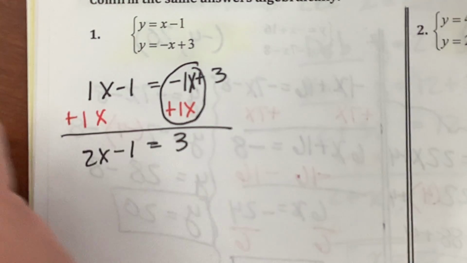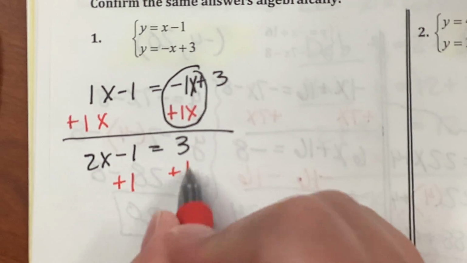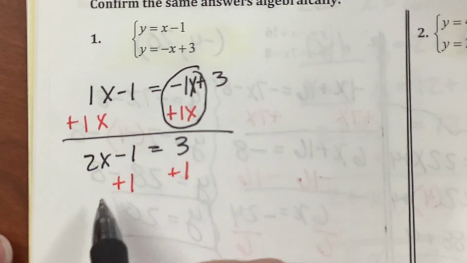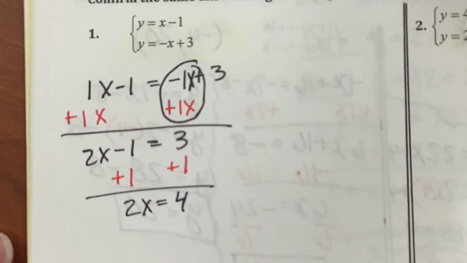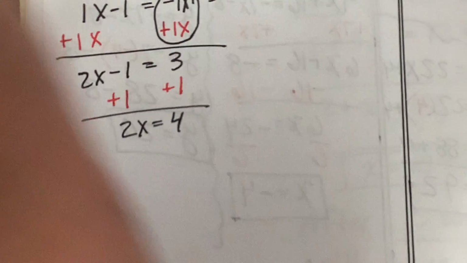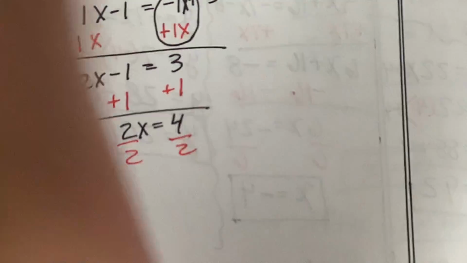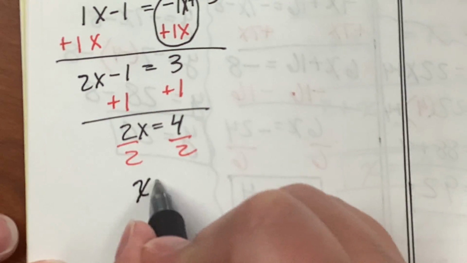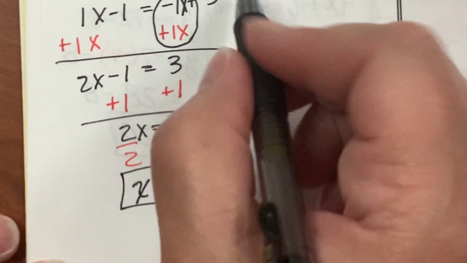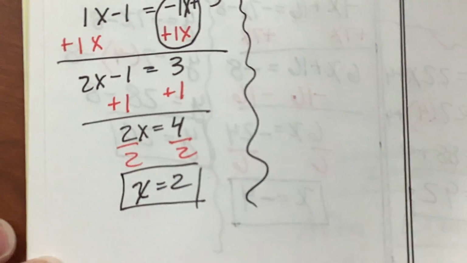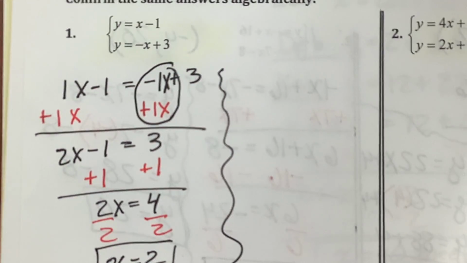Okay. I'm going to add 1 to both sides. So what you do to one side of the equal sign, you have to do to the other side. And you get 2x equals 4. Look at that. That looks good. Divide both sides by 2. And you get x equals 2. Yay! We got an x. Now all we need is a y. Because you have to have x and y to have a coordinate pair to have a solution to a system.